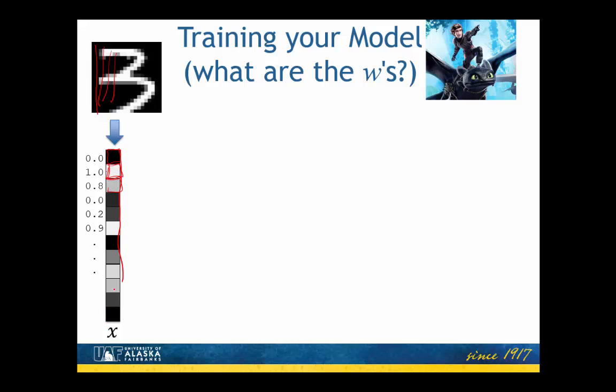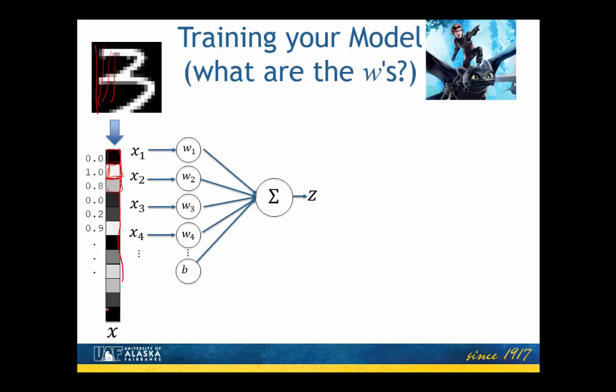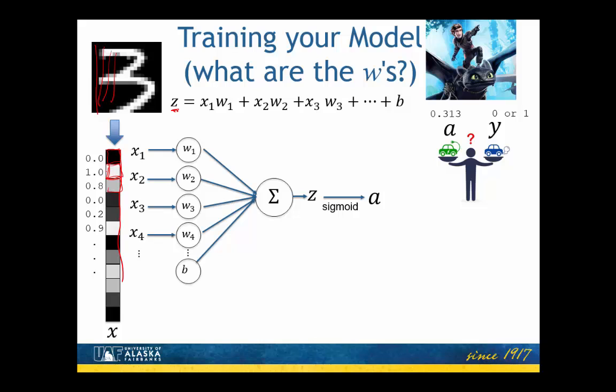Then what you do is you take each one of those pixel values and multiply it by the weight w, and then you add them all together according to that equation that I showed you before. When you're all done, you've got a value z. Then you put that into that sigmoid function and see what it predicts. It's going to come out with some output, and maybe the sigmoid function says it's 0.313. Well, when you're training your model, you know whether that should be true or false.